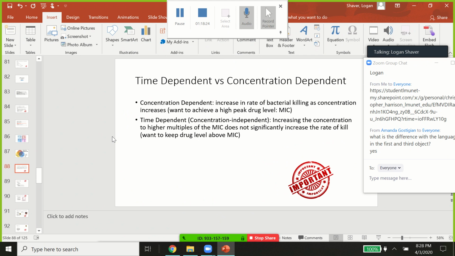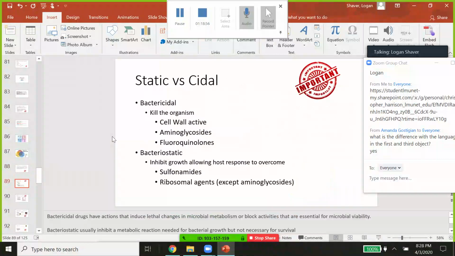Time dependent versus concentration dependent. That tells you the difference in these concepts. Concentration dependent is an increase in the rate of bacteria killing as concentration increases. Pretty simple, right? The more drug you give, the more bacteria killing will happen. Versus time dependent, where increasing the concentration is not really going to do anything, but increasing the time of exposure would. So it's time dependent only.